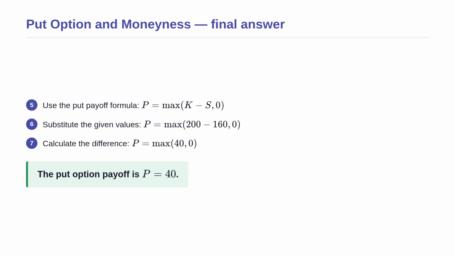Continuing our Tesla example, we start with the standard put option payoff formula. We plug in our strike price of 200 and our current spot price of 160. Subtracting 160 from 200 gives us a positive difference of 40. The maximum between 40 and 0 is 40. Your payoff is $40. You are effectively forcing someone to buy the stock from you for $200 when it is only worth 160 on the open market, netting you a $40 advantage per share.